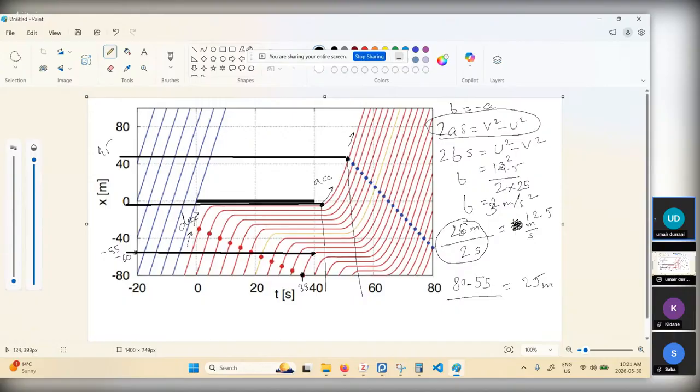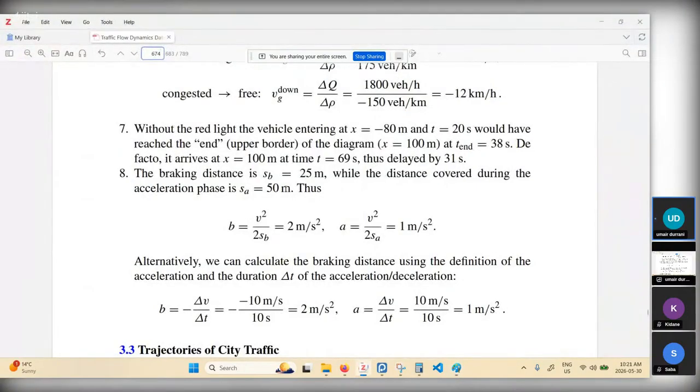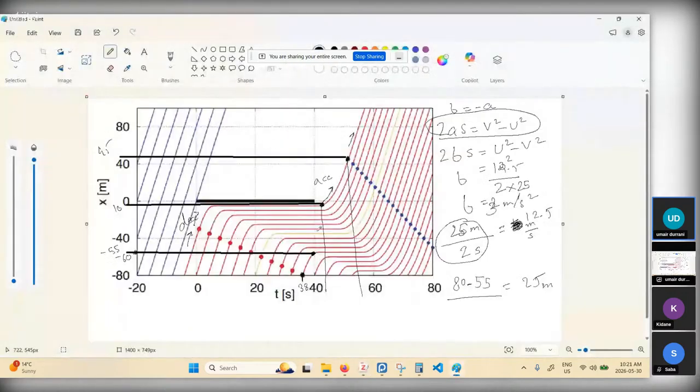So 45 here, and this is 10. So then the distance of acceleration is 35 meters. Let's see what they have mentioned here. They say it's 50 meters. So my approximation is not correct. This distance should be 50 meters.